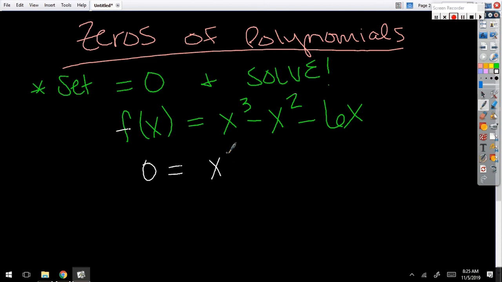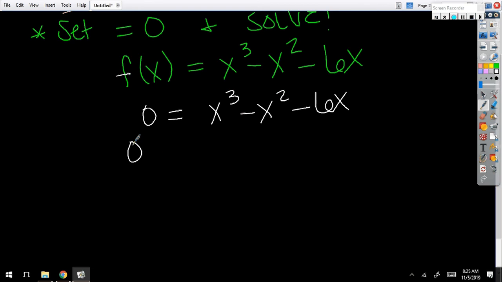That's exactly right, Cameron. Good job. You can take out an x because remember our goal is to get it into pieces being multiplied together so that we can set each piece equal to 0 to solve. So Cameron said take out an x and she's exactly right. What does it leave when you take out an x? X squared.